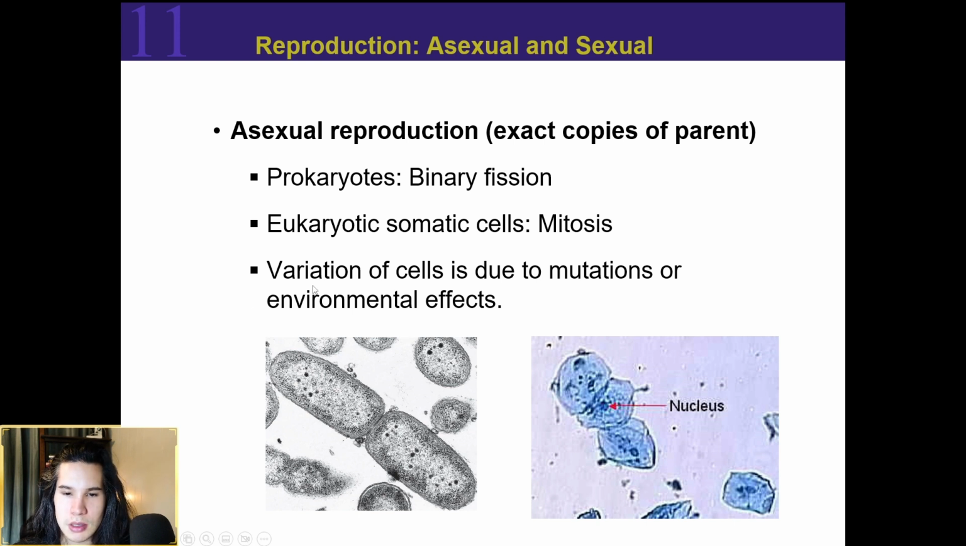Any variations that happen are going to typically be due to something exogenous, or outside of the cell. Things like mutations or environmental effects can affect the variation in the daughter cells, but it is not a self-imposed mechanism.